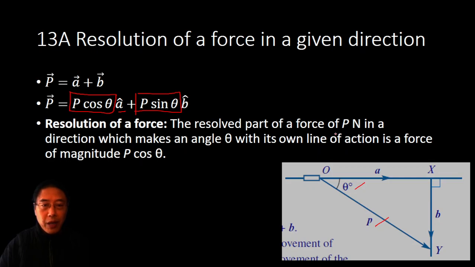So the resolved part of the force of P Newton, where P is the magnitude, in the direction which makes an angle theta, so theta is what we know, P is the amount, with its own line of action is a force of magnitude P cos theta, which is what we did here earlier. So it's in the direction of, where is it? So its own line of action will be A, or unit vector A, which is what corresponds to the question. Okay.